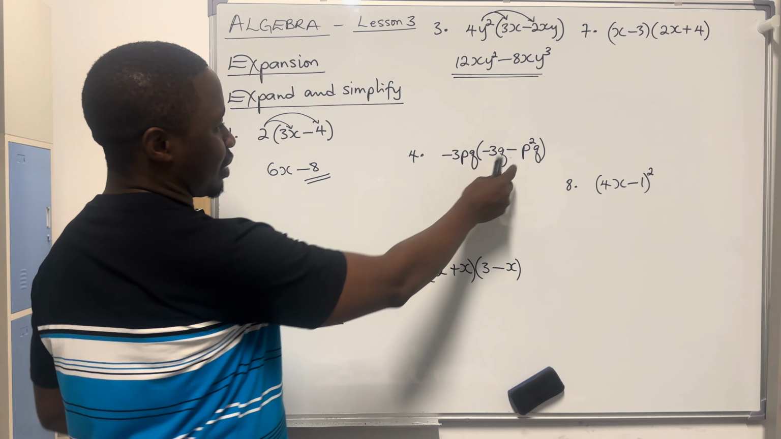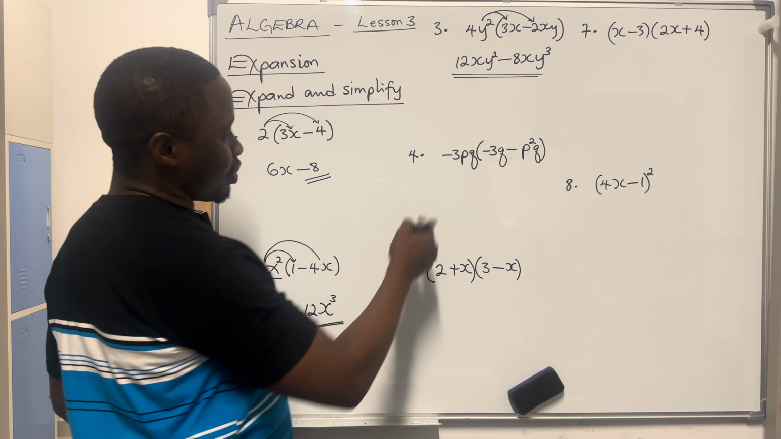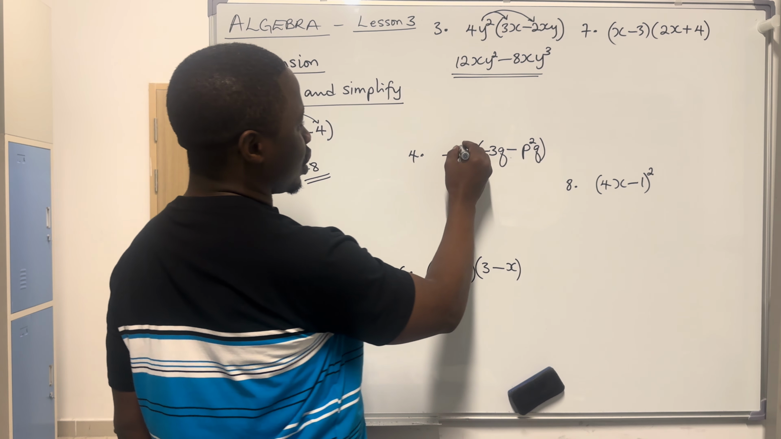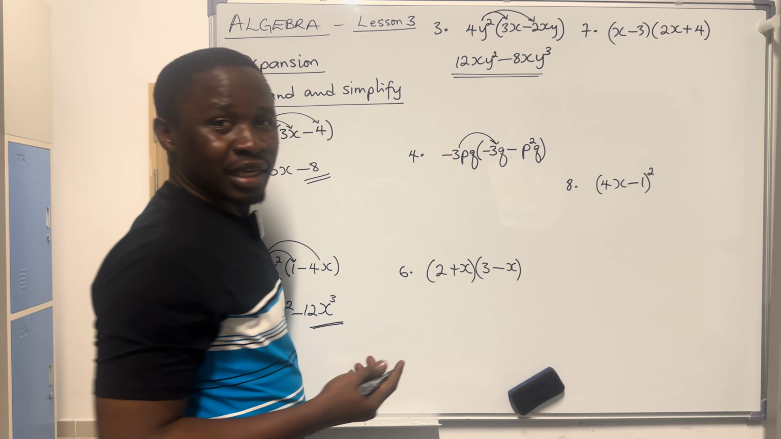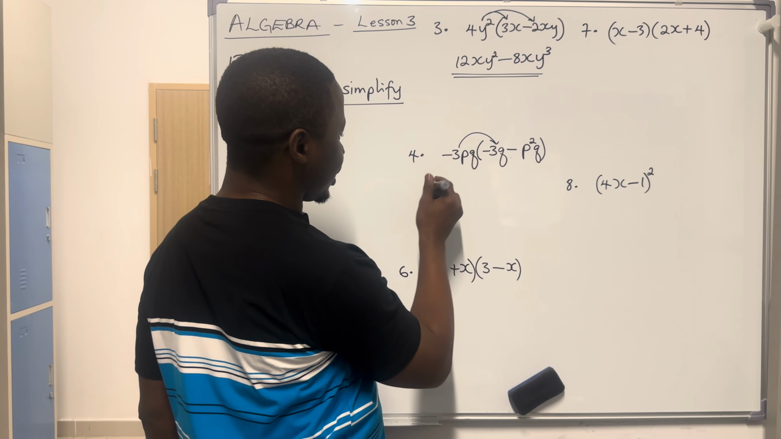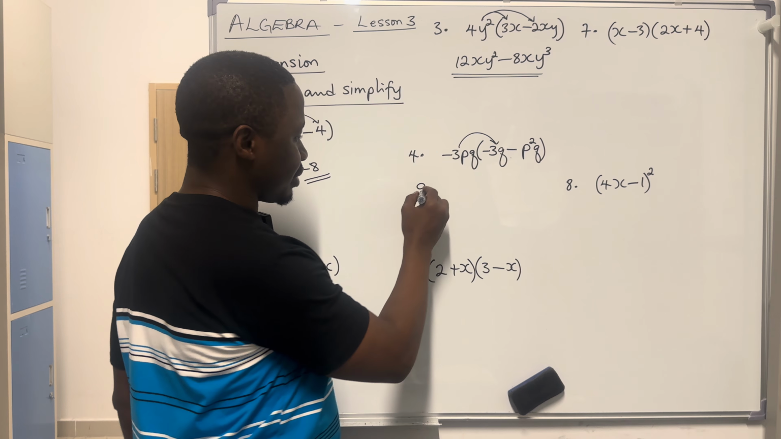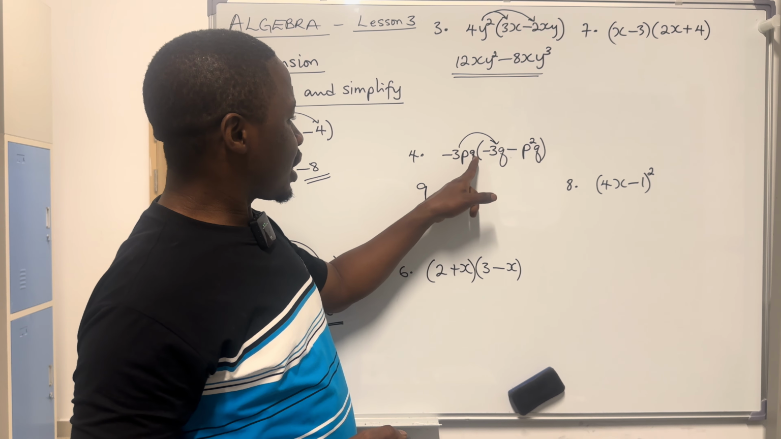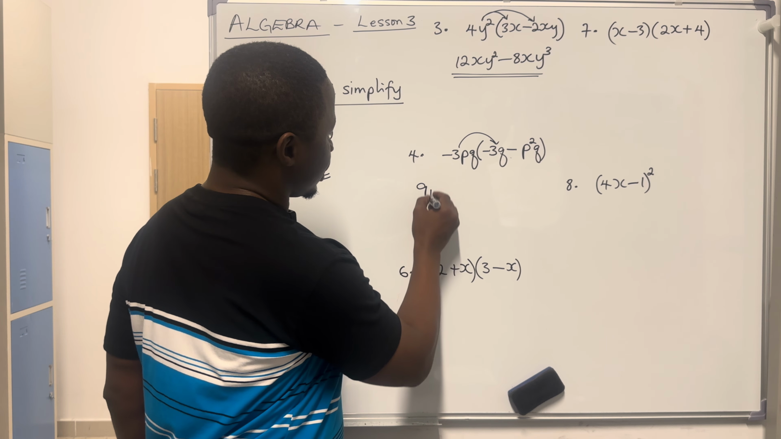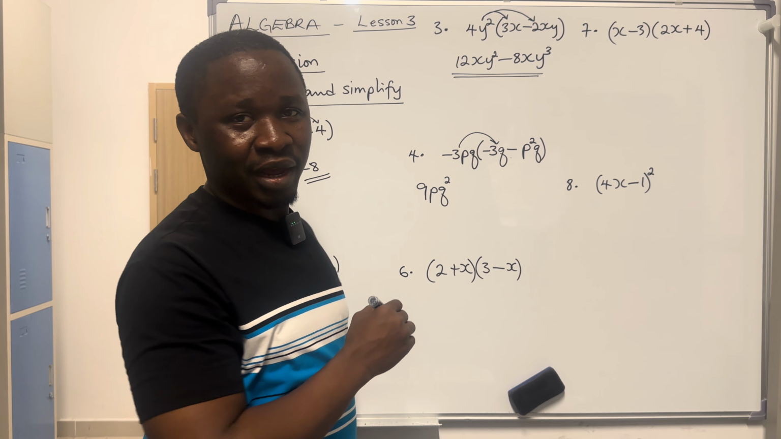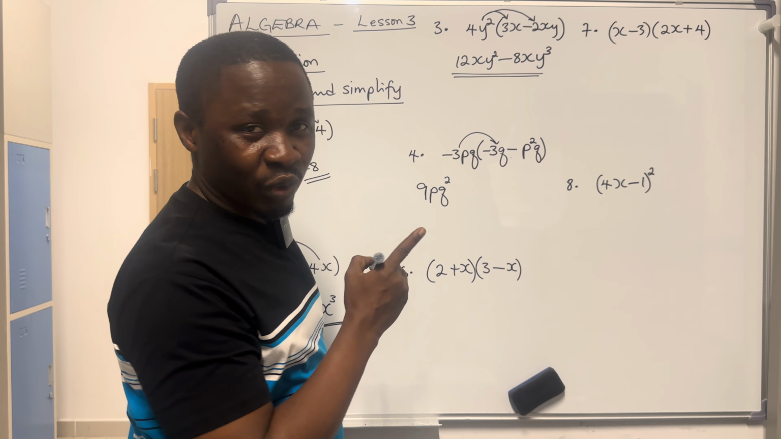So here is another. Minus 3pq times minus 3q. If this one multiplies this, a number multiplies a number, minus 3 times minus 3 is positive 9. A letter multiplies a letter. pq times q is pq to the second power, pq squared.